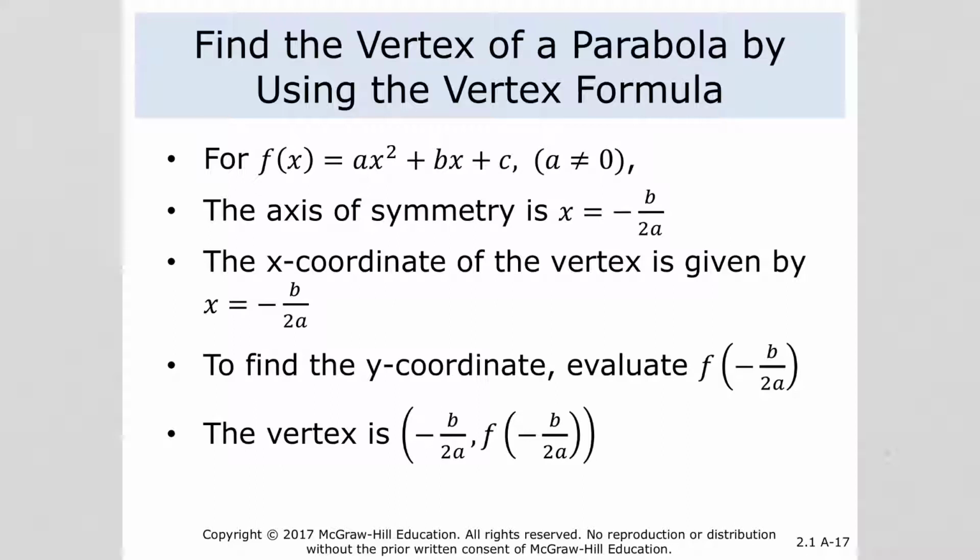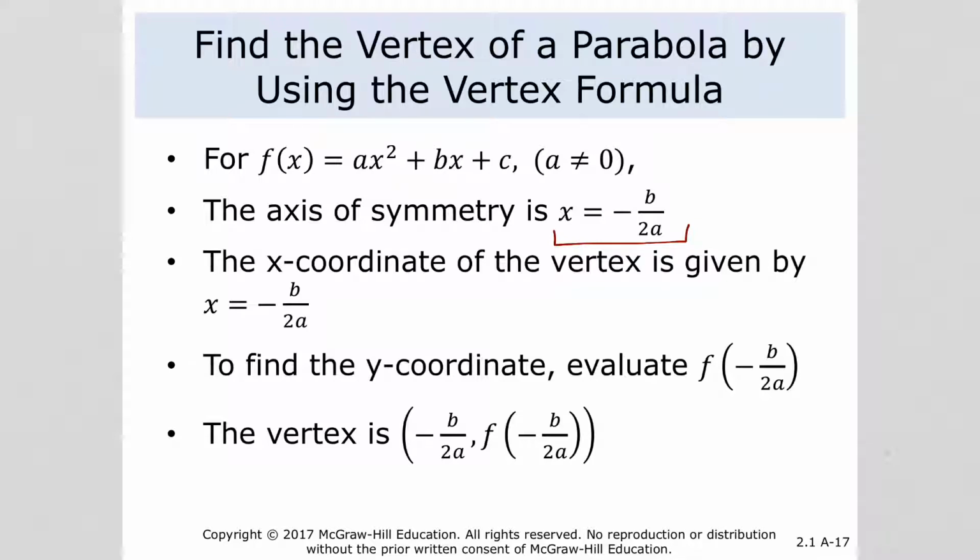Okay, what if we have the regular equation, ax squared plus bx plus c, and we want to find the vertex and all of that? So we use a vertex formula, and for that we say that x is -b over 2a. That tells us our axis of symmetry.